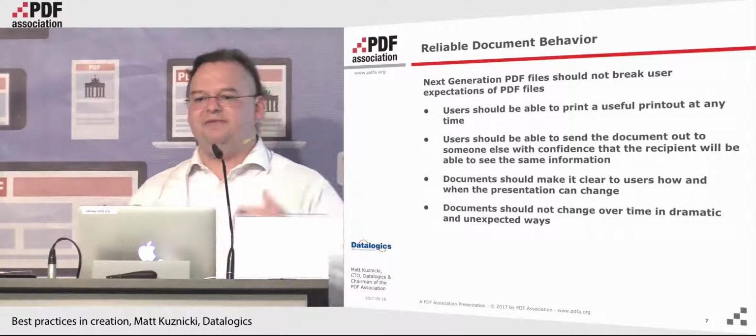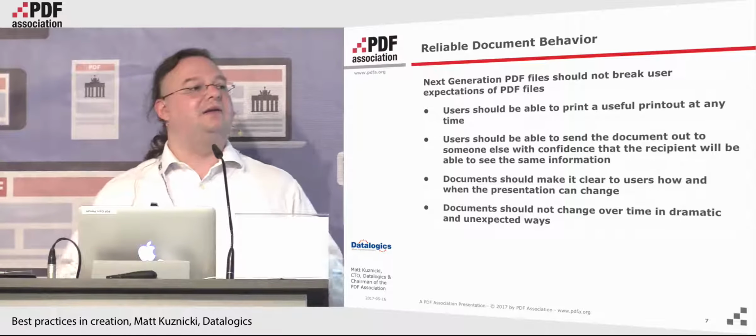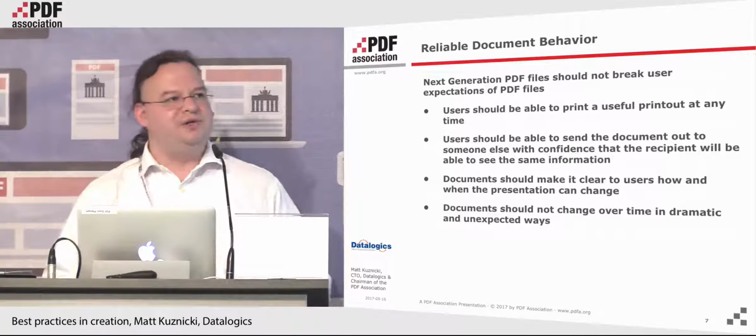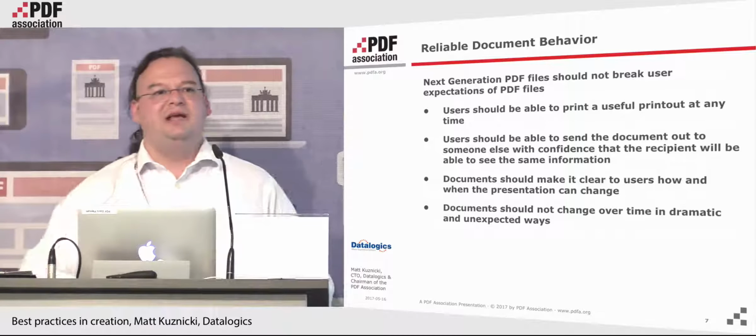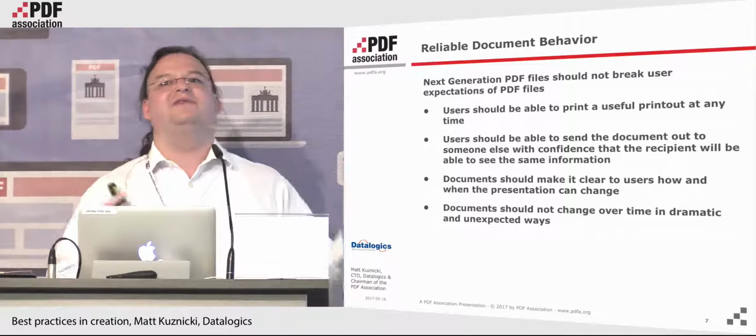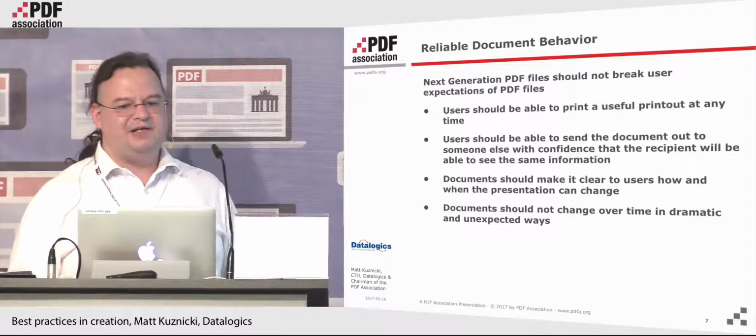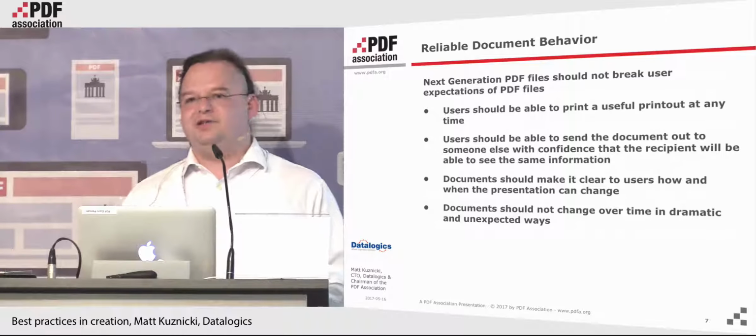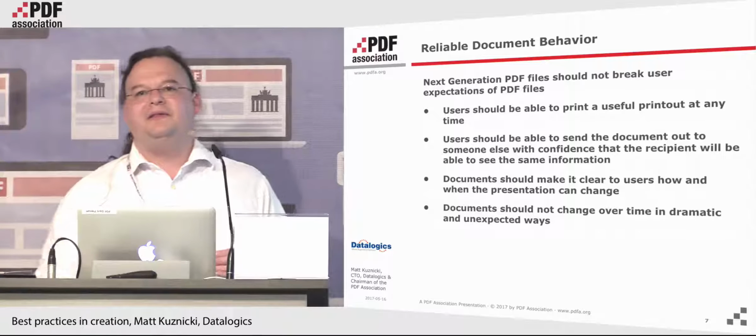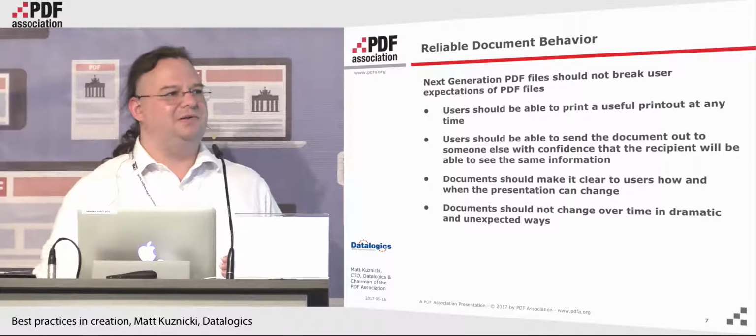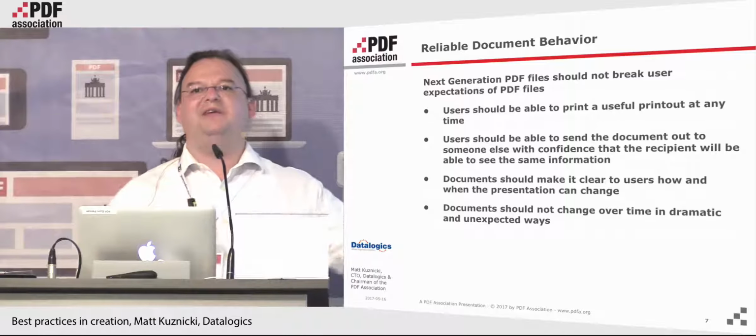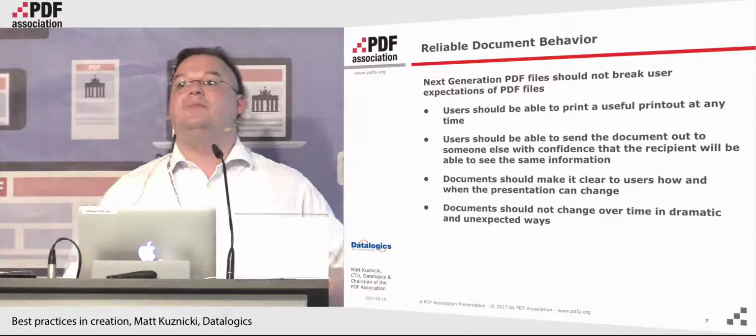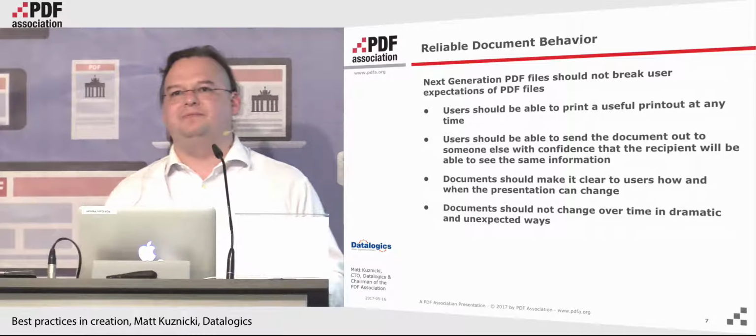Next generation PDF should be created so that it can always be usefully displayed, usefully printed, usefully shared with others, and content in that PDF, information in that next generation PDF, being able to reliably be referred to. I should be able to tell somebody that they should be able to see a certain piece of information with confidence that they can see it, no matter what viewer they're using, no matter when they're viewing this next generation PDF.